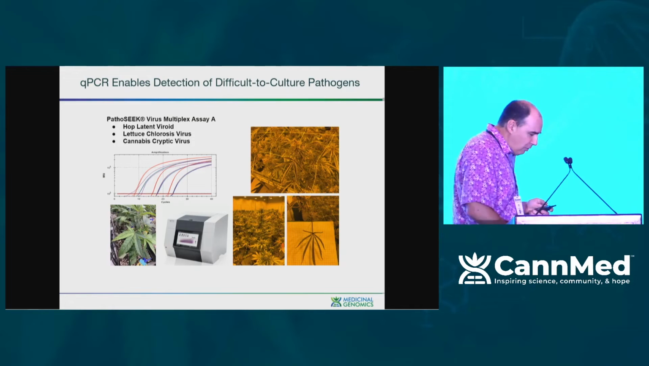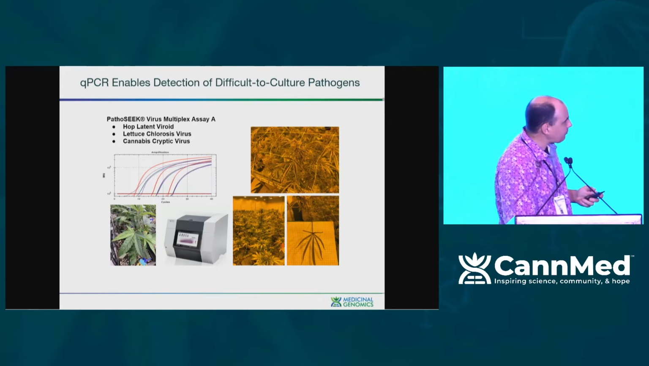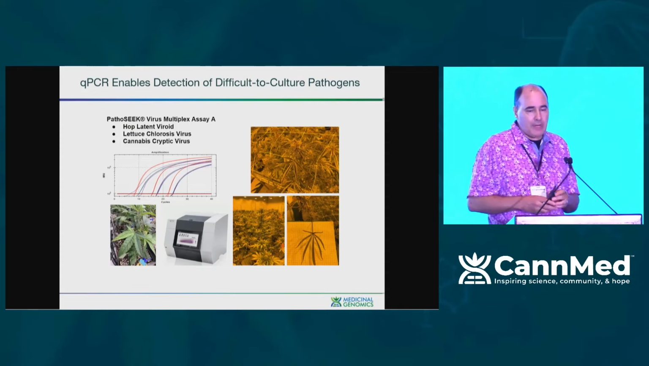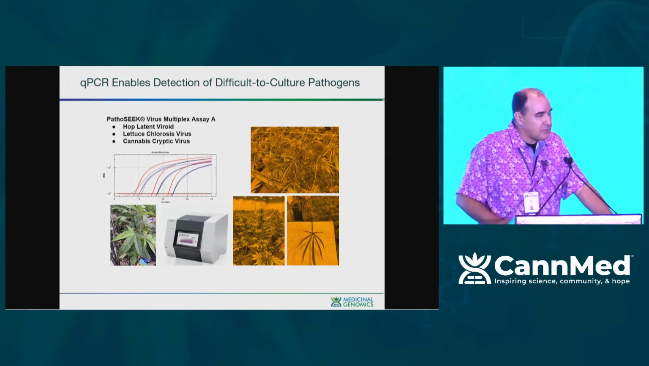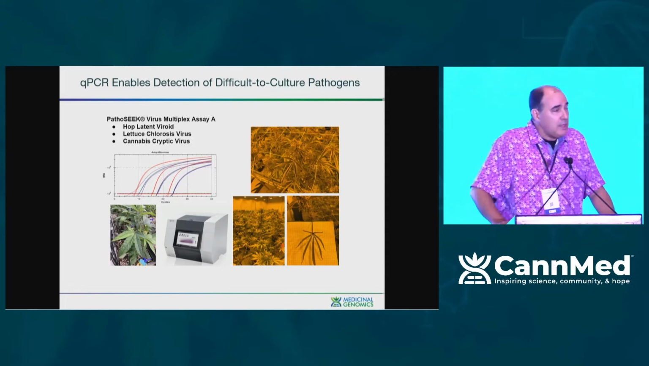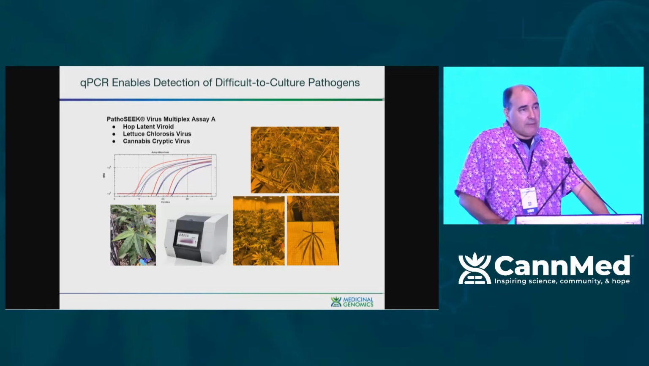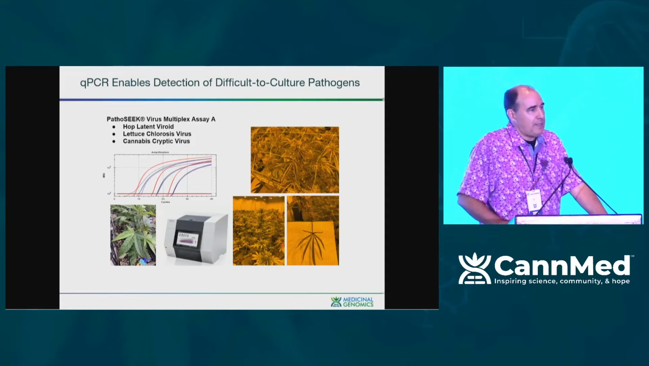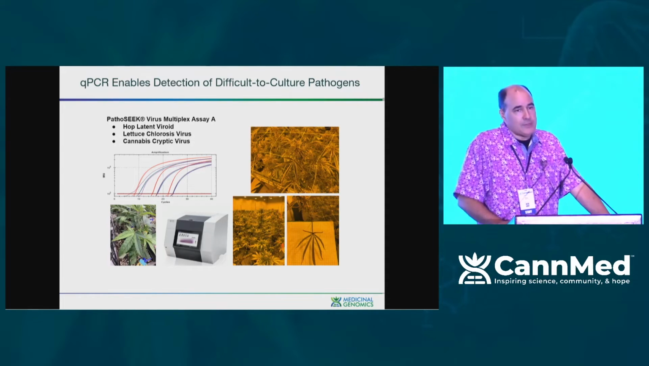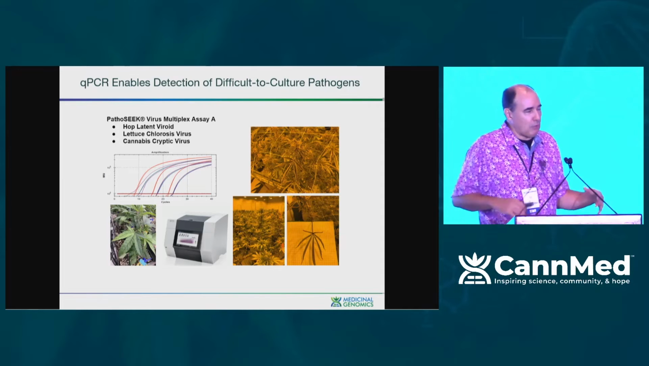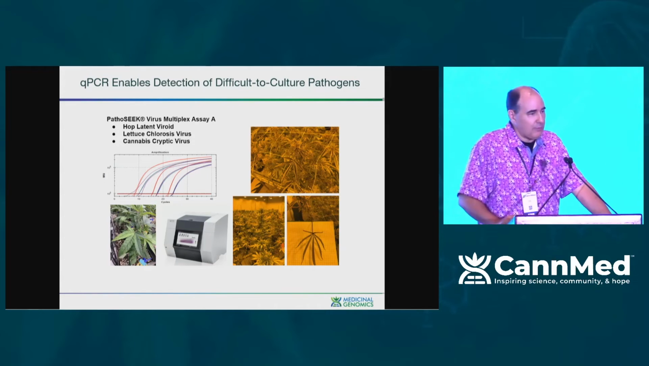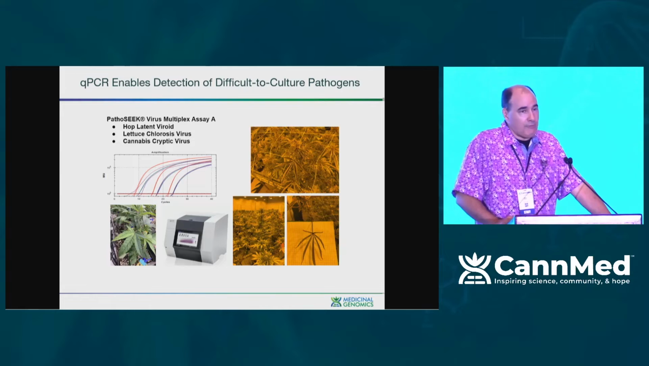So we work with a few grows across the country. Some were suffering from hop latent viroid, some from lettuce chlorosis virus, and one was actually suffering from both. They were quickly able to scan their mother plants, identify the plants that actually had these viruses and viroids, cull them, and get their grows back to a place of productivity. This worked very well and very quickly for them.